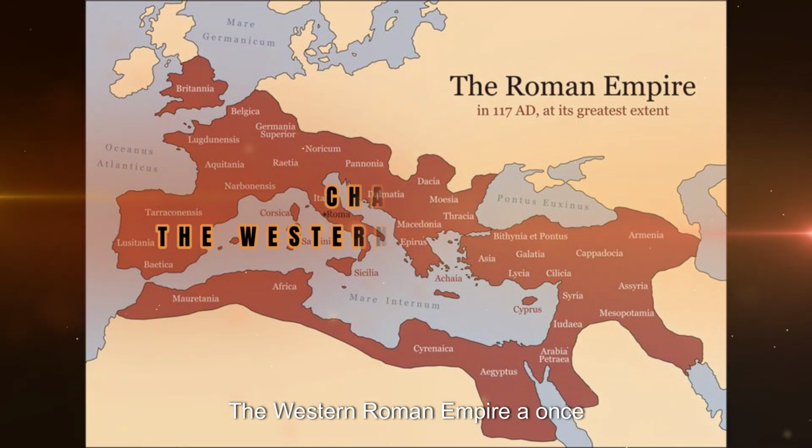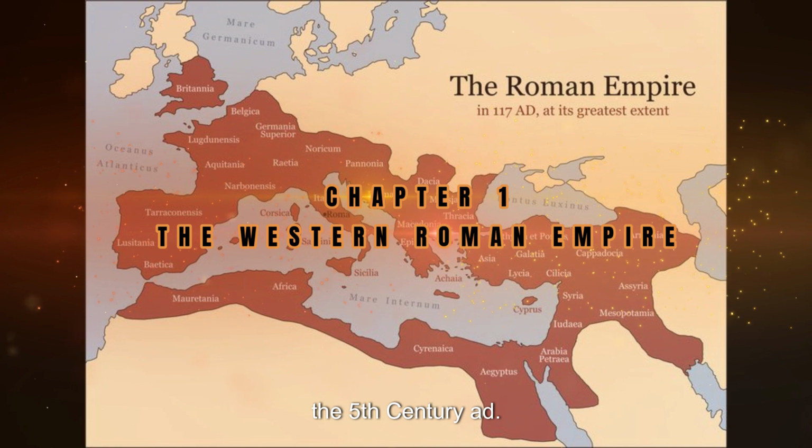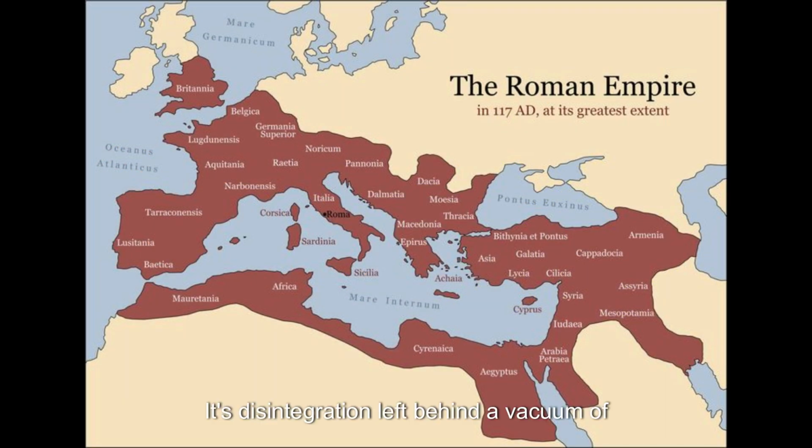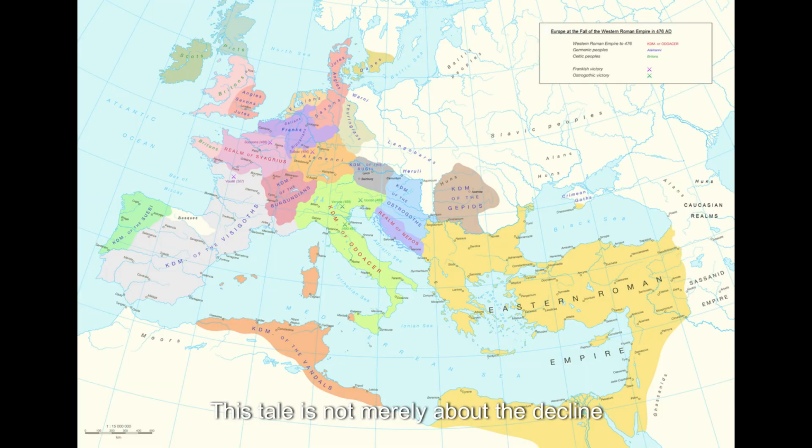The Western Roman Empire, a once unparalleled dominion, faced its demise in the 5th century AD. Its disintegration left behind a vacuum of power, igniting a series of events that would reshape the European continent. This tale is not merely about the decline of a civilization, but about the emergence of new powers that forged the path toward the medieval era.